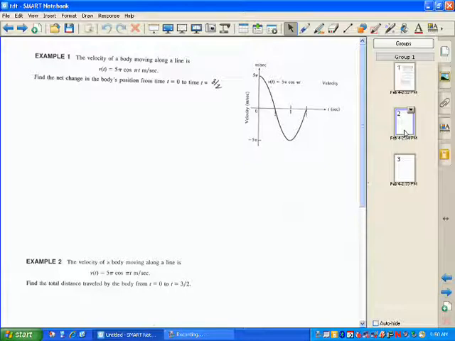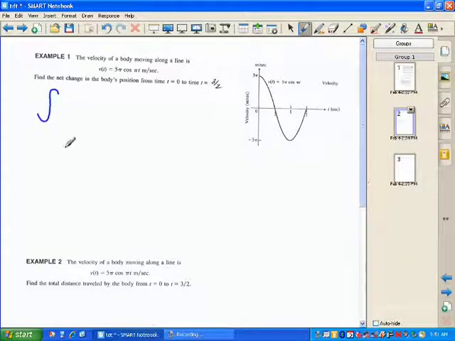And we want to find the net change in the body's position from time 0 to time 3/2. Another word for net change is displacement. So basically you want to find the difference in distance from where you ended and where you started. We don't care where you travel in between. We just want to know the difference in distance from when you ended to when you started.